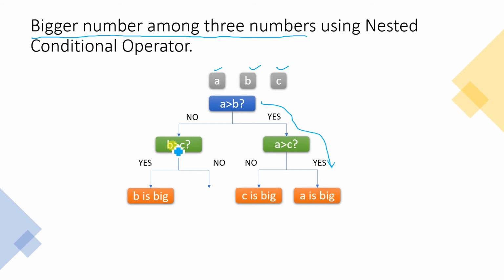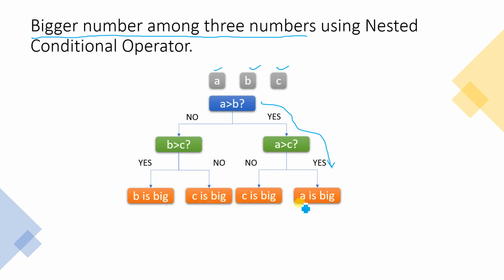And if B is not greater than C, that means we already checked that A is not greater than B. That means now B is big among A and B. Then B is not greater than C. That means obviously C is big. So we will write C is big. Now that is the end condition.